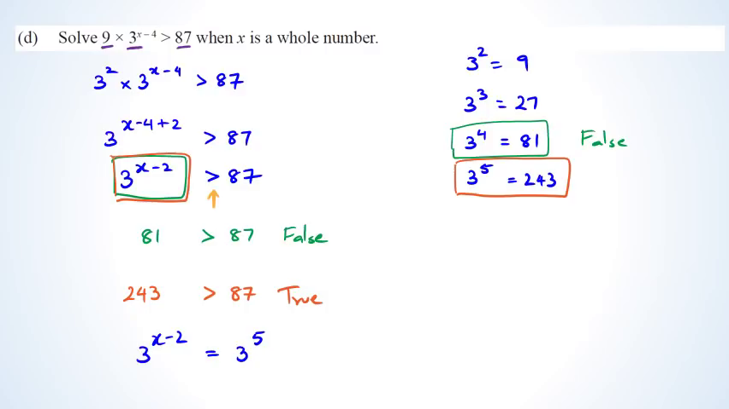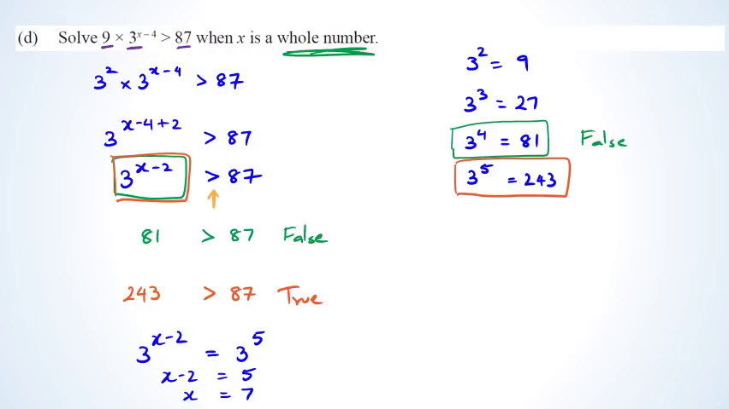Okay, so because they're the same base, I can say x minus 2 is equal to 5. And then rearranging it, I'm going to get x is equal to 7. All right, but here are some important things you need to understand. The first point is this: x has to be a whole number. It can't be a decimal or anything like that.